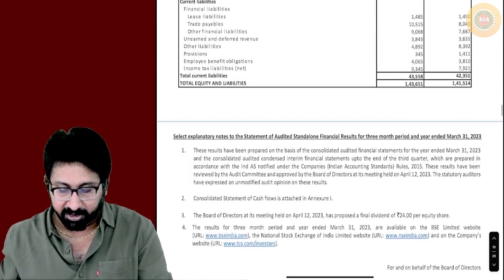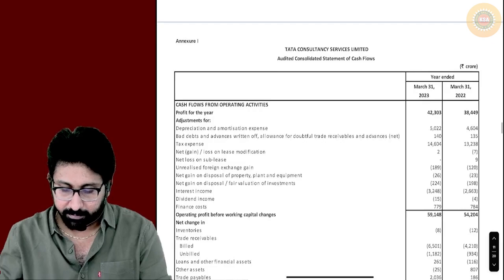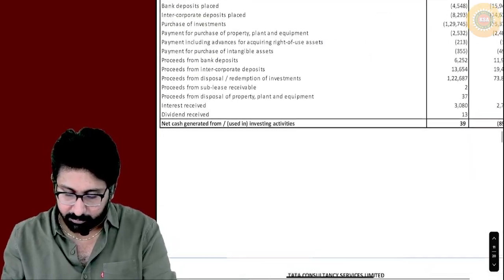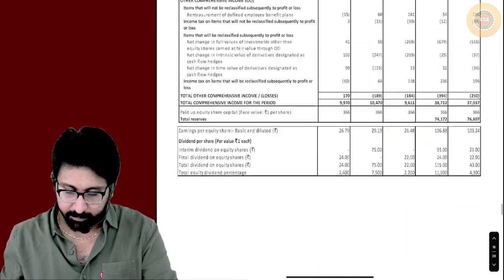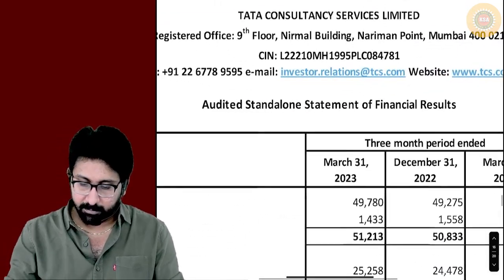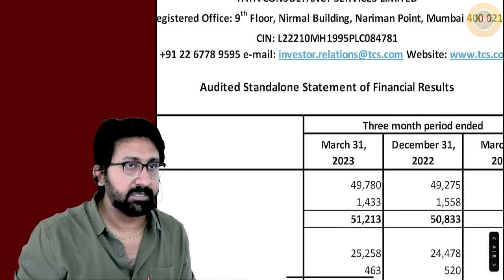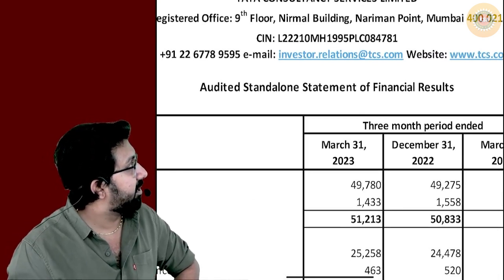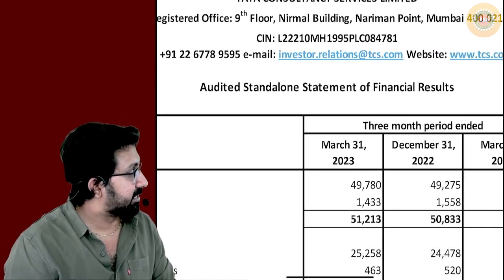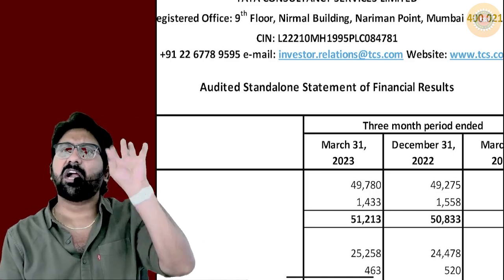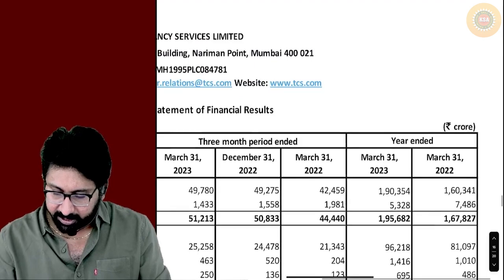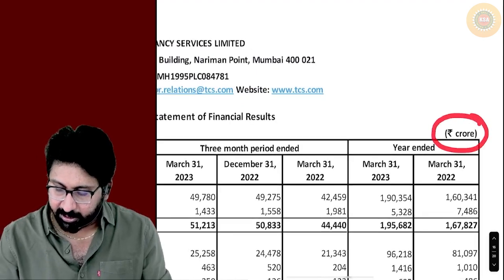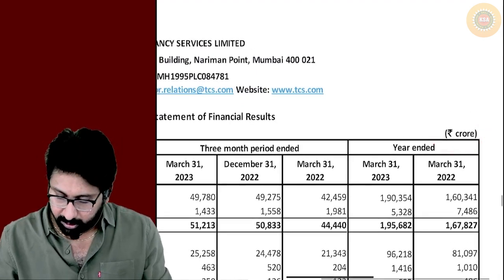Everyone repeat what we need to do. Standalone financials. Read this, what is it? Audited standalone statement of financial results. That means this is exclusively regarding which company? TCS. Now tell me first, it is in crores.